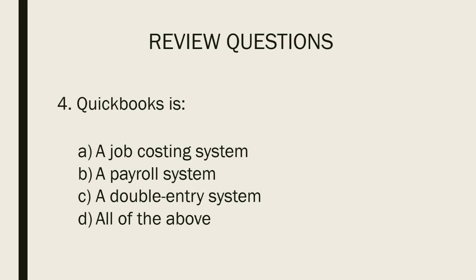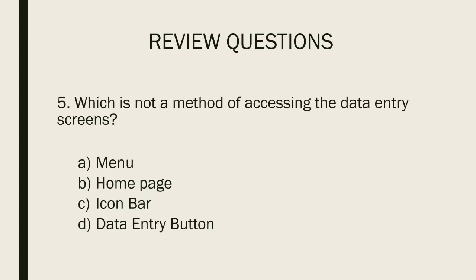And then a double entry system. In this case, yes, QuickBooks is, because when we talked about the idea of having your debits equal your credits, that's the idea of what a double entry system does. If you're going to put debits in one account, you need to have an equal and opposite credit in another account. So that's hence the word double entry system. And therefore, D, all the above, is going to be the correct answer.